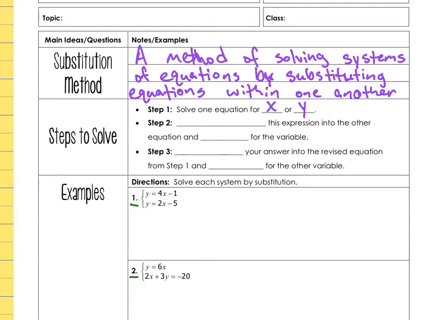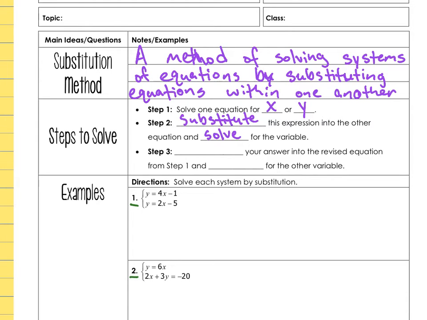Now, step 2 is where this really comes in. Step 2 is where we substitute, or as I often like to say, plug in, because the two are really interchangeable. Substitute or plug in this expression into the other equation and solve for the variable. So whatever we have x equals or y equals, we're going to take what that x equals and plug it or substitute it into the other equation, and solve for the other variable.